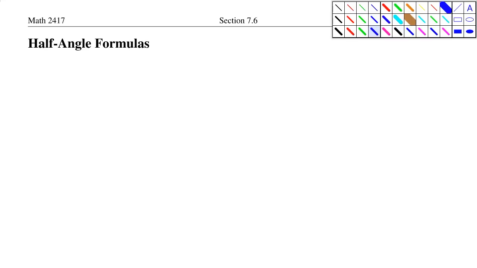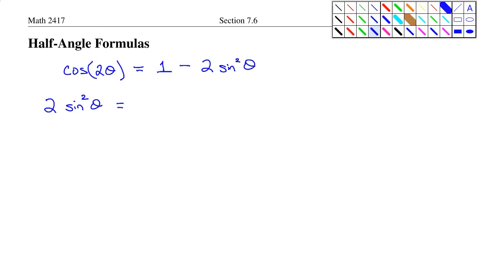Next, let's develop the half-angle formulas. So let's start with one of these cosine double angle formulas here. The cosine of 2 theta is equal to 1 minus 2 times sine squared theta. And what I want to do is solve this for sine squared. So let me move the 2 sine squared to the left. So we get 2 sine squared theta. That is going to be equal to 1, and then move the cosine to the right, minus cosine of 2 theta.